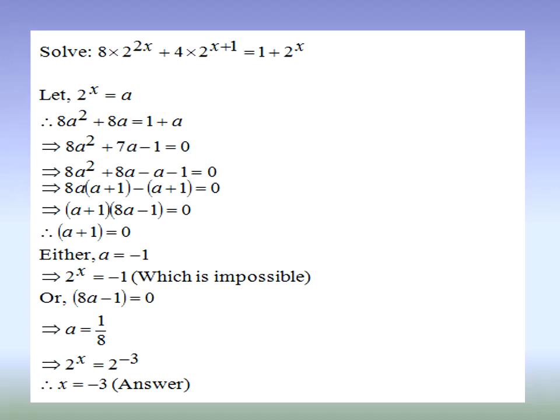Now the next condition, 8a minus 1 equal to 0. So from here we get a equal to 1 by 8. Now just substitute the value of a. A is 2 to the power x, and 1 by 8 you can write as 2 to the power minus 3. Now the bases are same, so the powers are equal, so x equal to minus 3.